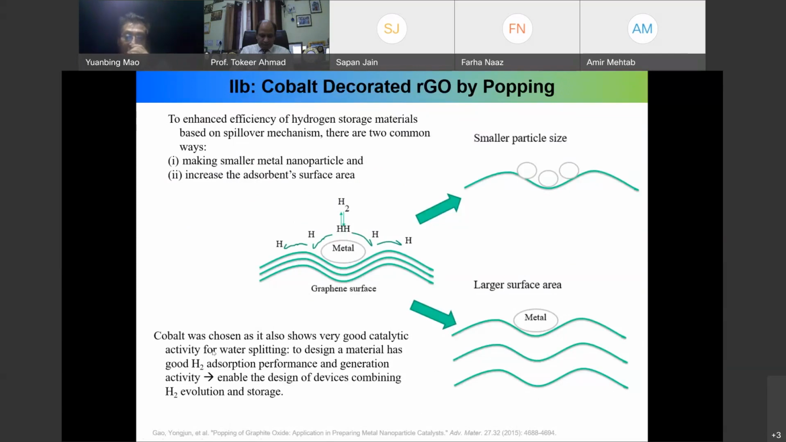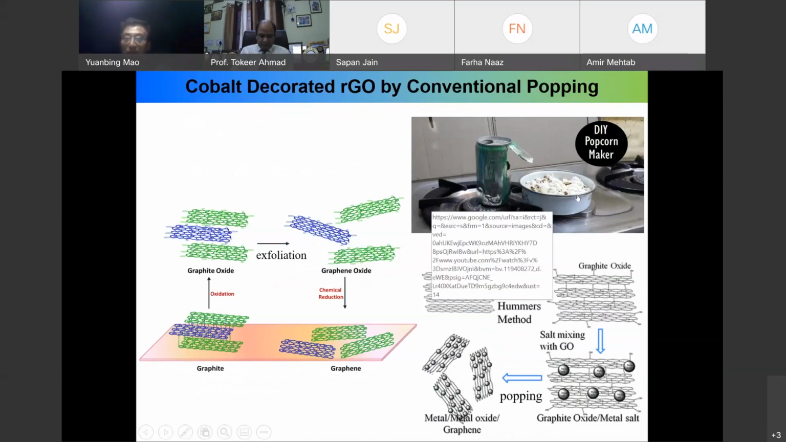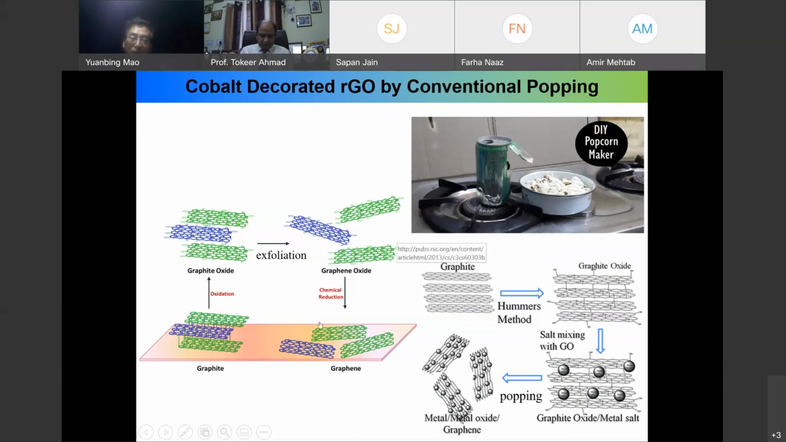And here we chose cobalt for this study, and we didn't add palladium. We were initially thinking of using this to make it even cheaper. So that's what we did. So how do we do that? If you like popcorn, actually this process is quite similar.